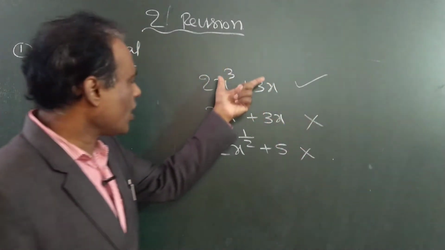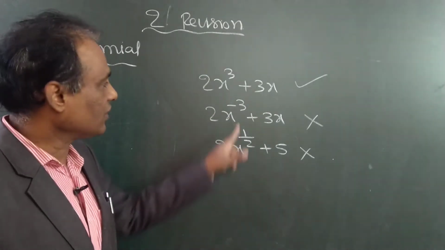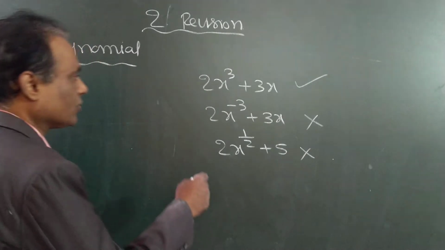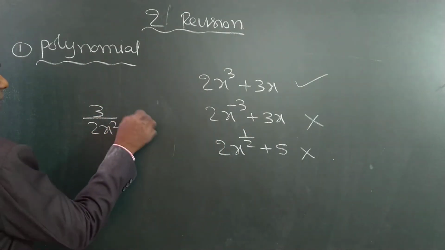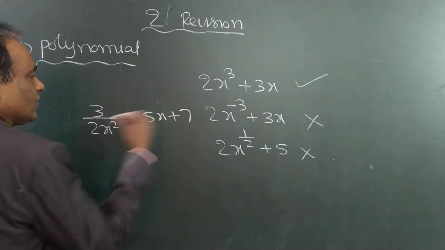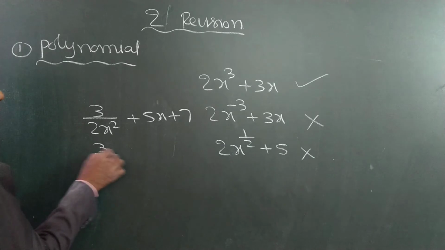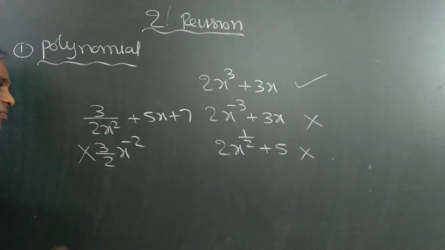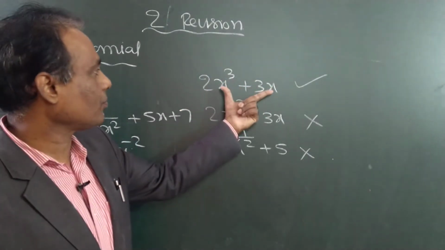Suppose some algebraic expressions are given, so which is the polynomial? If it is a negative power, not a polynomial. Fraction, not a polynomial. Suppose, see here, 3 by 2x square plus 5x plus 7. Is it a polynomial? No. Because x power 2, if you take it into the numerator, it becomes x power minus 2. It is not a polynomial because of negative power. Only positive power, it is a polynomial.